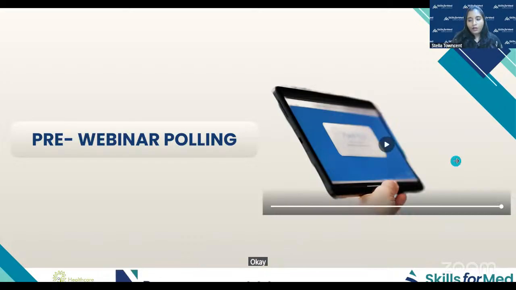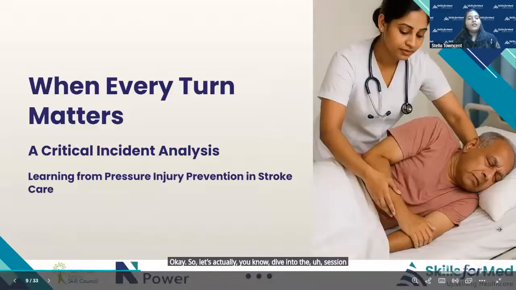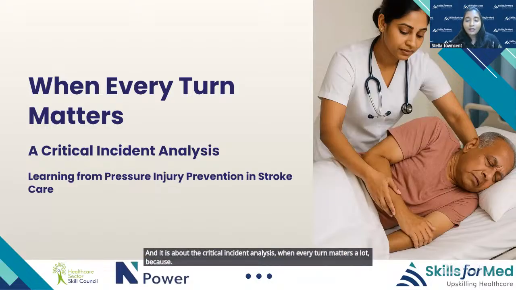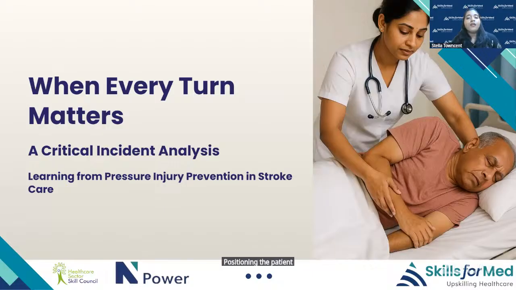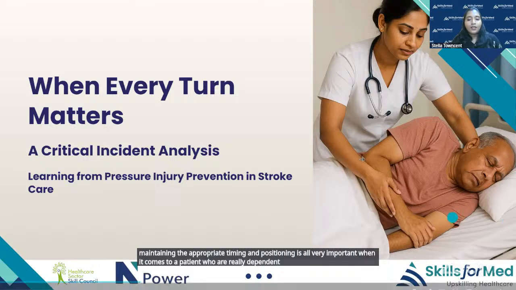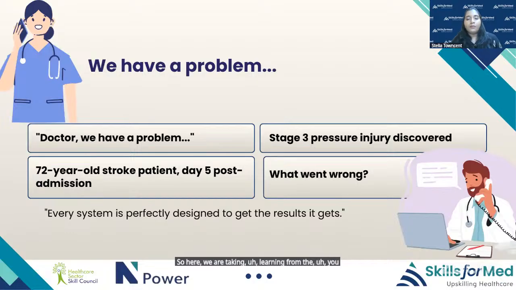Okay. So let's dive into the session now. As I have said already, it is about critical incident analysis, when every turn matters a lot, because positioning the patient, and maintaining the appropriate timing and positioning, is all very important when it comes to a patient who is really dependent on us. So here we are taking learning from the patient. We are taking an example of a stroke patient.